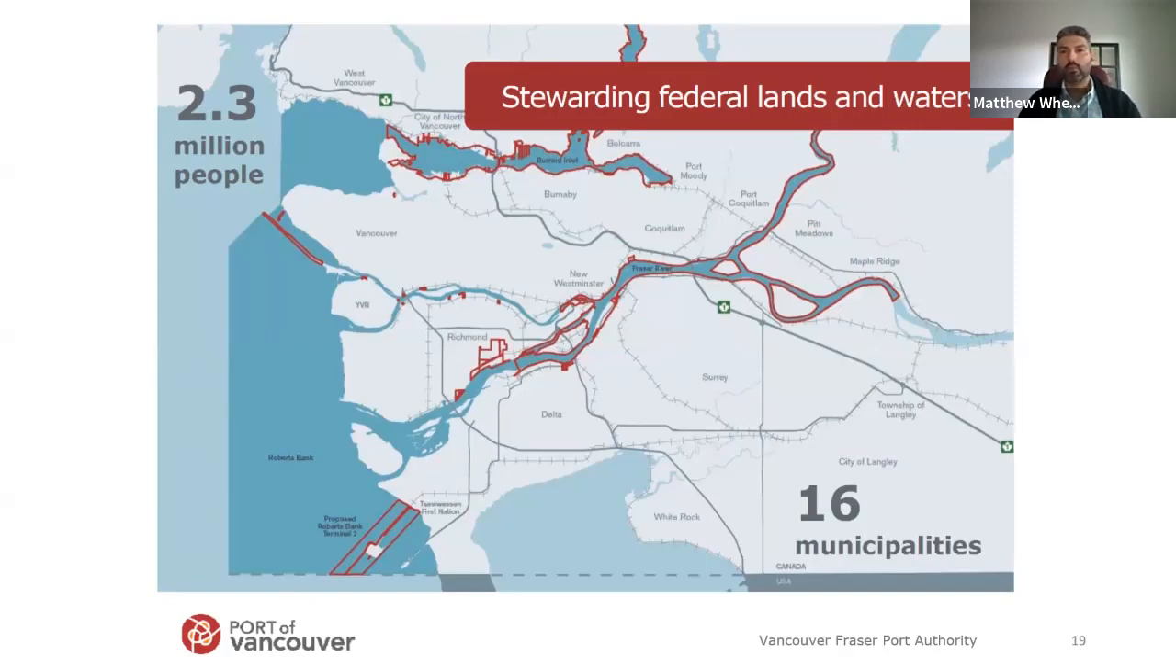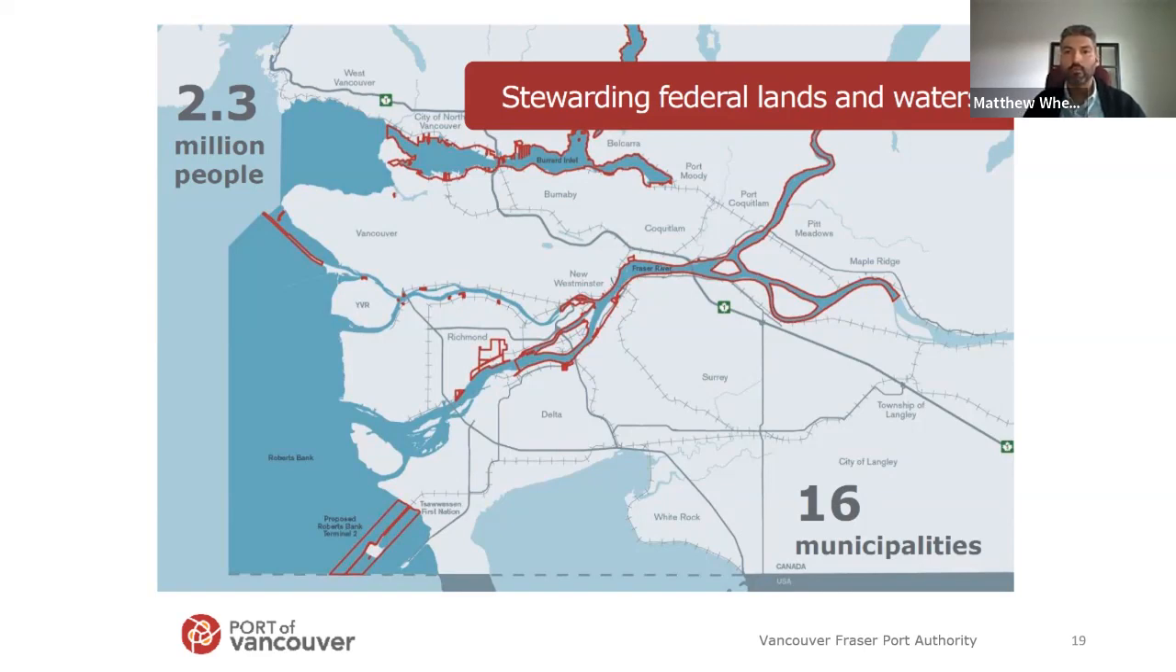Just to give a bit of context on the Port of Vancouver and the region itself. It's located on the southwest coast of British Columbia. Port of Vancouver extends from Roberts Bank and the Fraser River, and including the Burrard Inlet. Geographically, the port includes more than 16,000 acres of water and more than 1,500 acres of land and hundreds of kilometers of shoreline. It borders 16 municipalities and intersects the traditional territories and treaty lands of several Coast Salish First Nations.